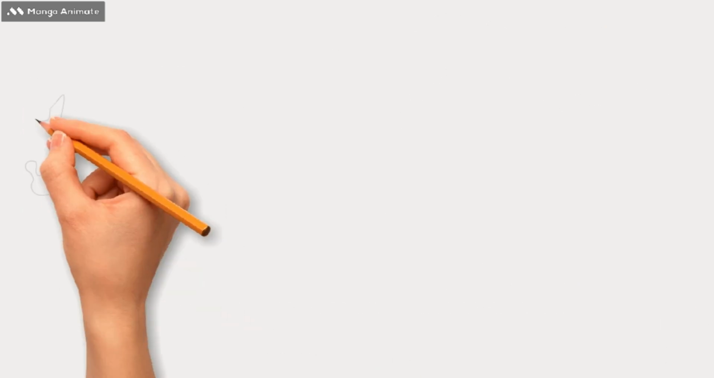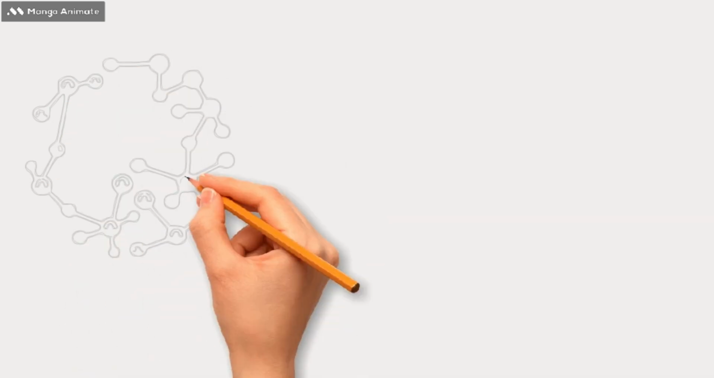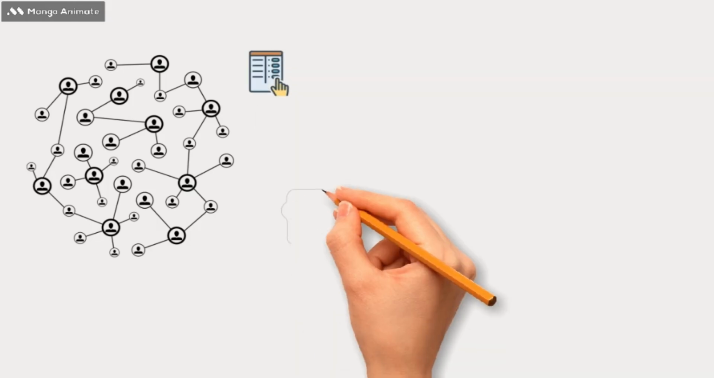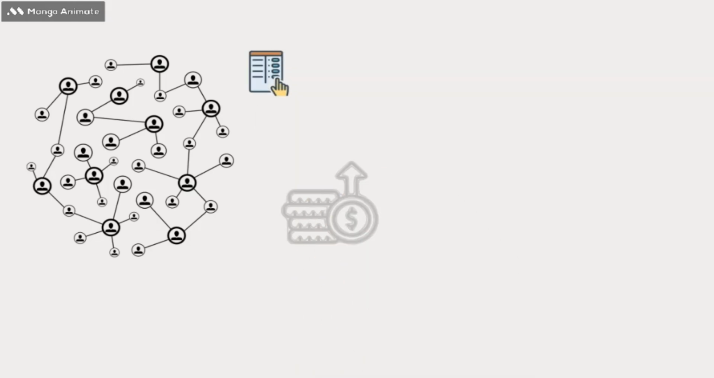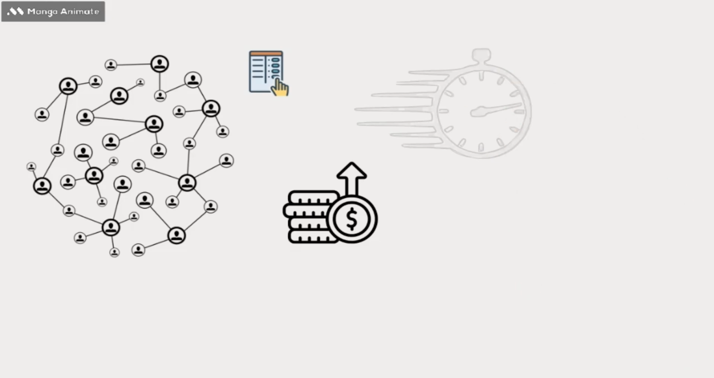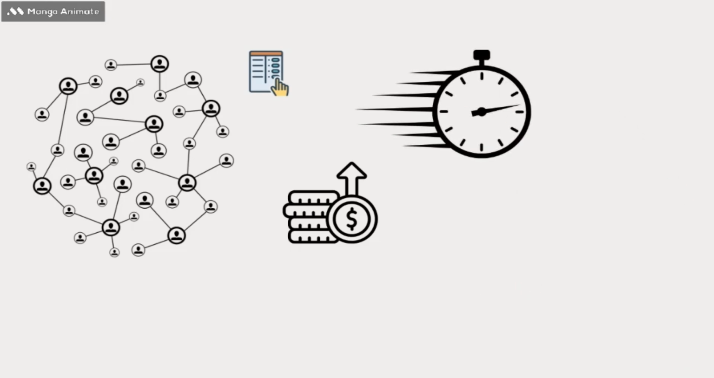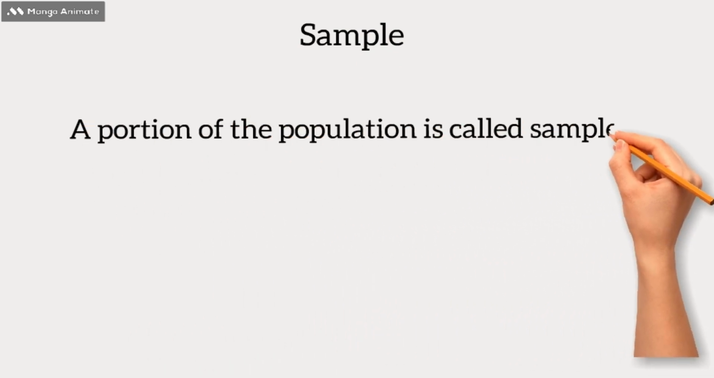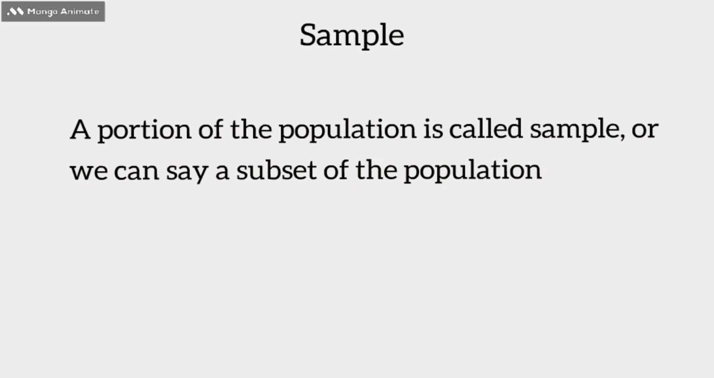However, it will be impossible to connect with each resident of a country who is eligible to vote, and also, it is costly and time-consuming to gather data from the entire country. Thus, samples are frequently utilized to draw conclusions. What is meant by the term sample? A portion of the population is called a sample, or we can say a subset of the population.